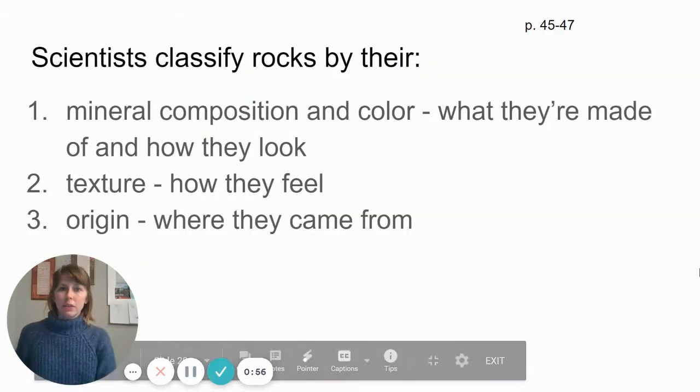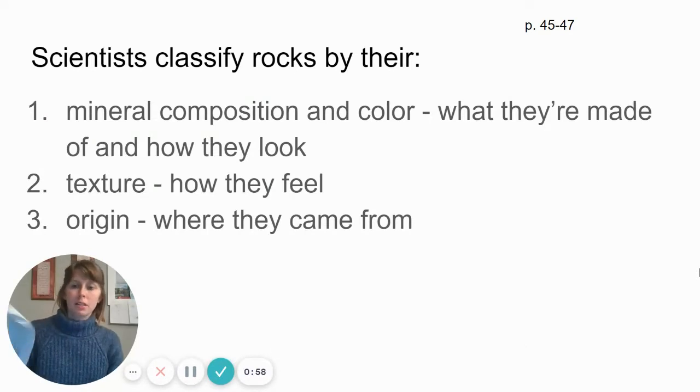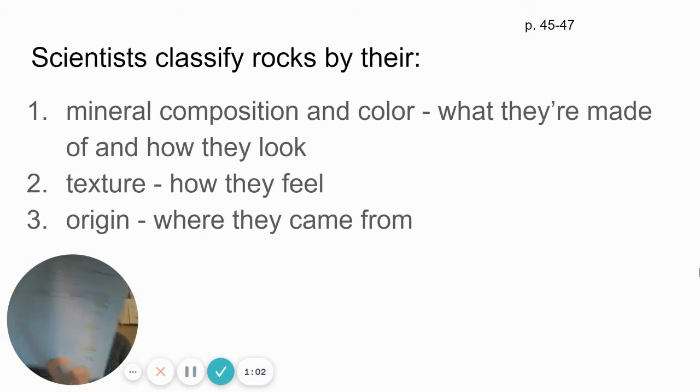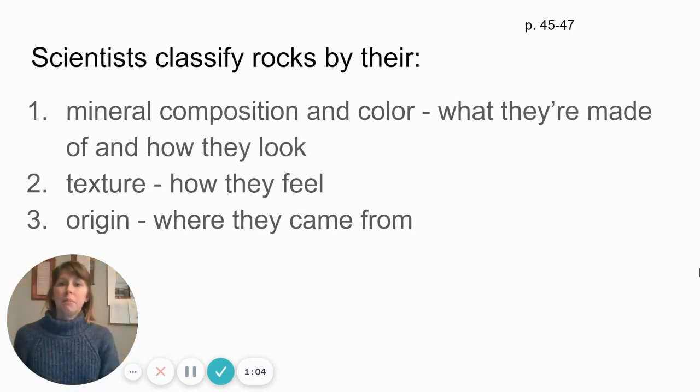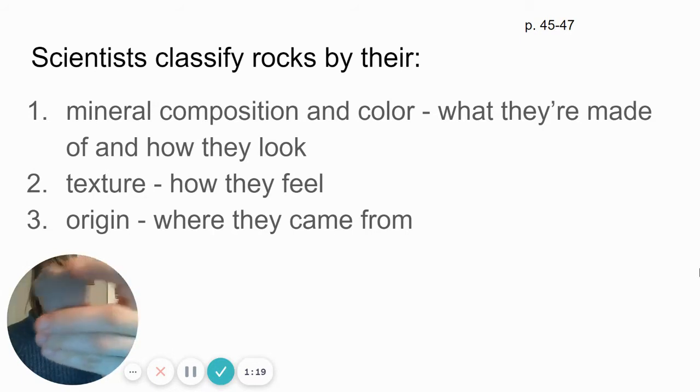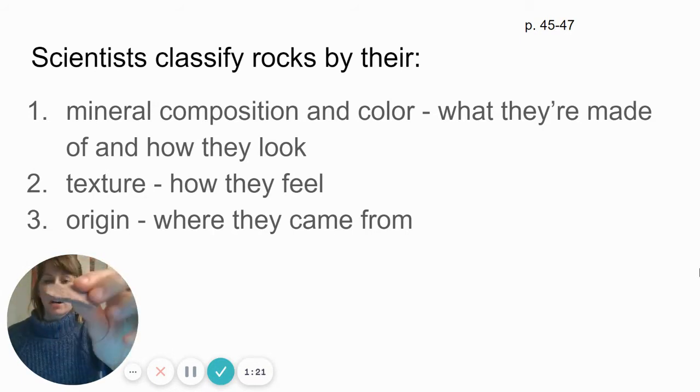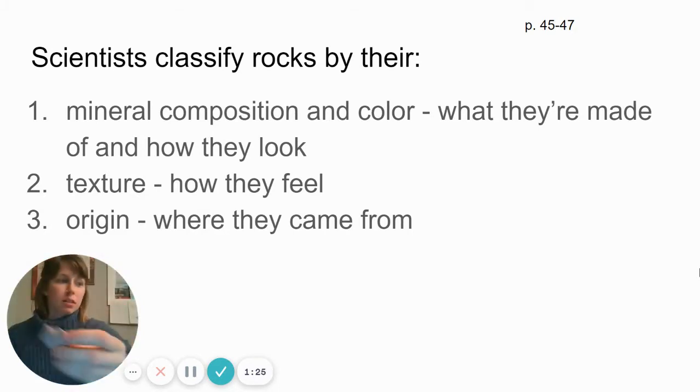So scientists classify rocks by their, this is on pages 45 to 47, and it's in your notes, so you need to write these down. Mineral composition and color, so what they are made of and what they look like. Texture, how they feel, and origin, where they come from. That's how, if you have a rock like this one, its color, its texture, what makes it, and then where it comes from, how it was made, that is how I'm going to determine what rock this is.